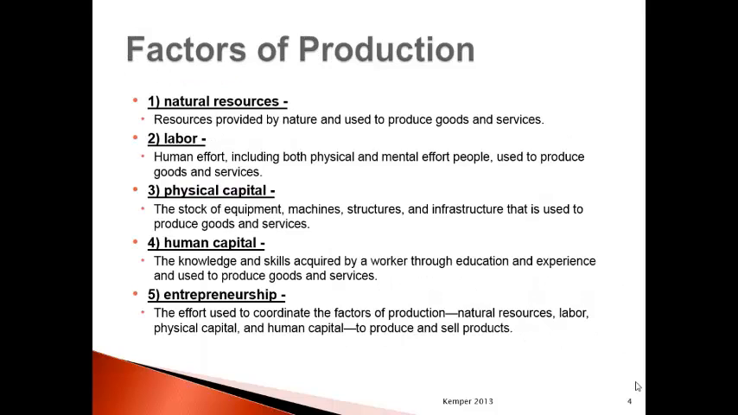Alright, so let's look at the factors of production. If economics is a study of choices on what we produce and how much we produce, then we need to look at production itself. And there are 5 specific factors of production. And you will need to know these for the exam, the first exam. The first one's natural resources. That's pretty self-explanatory. These are resources provided by nature and used to produce goods and services. Things like oil in its natural state, water, land, things like that, crops.